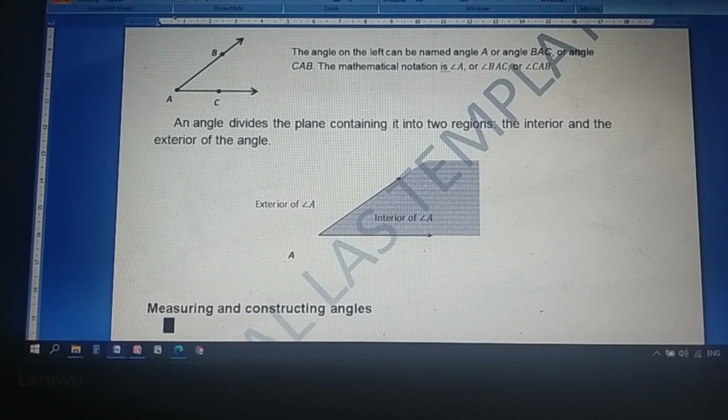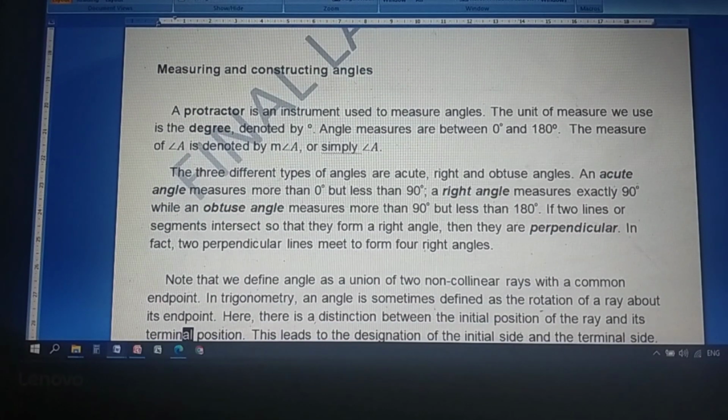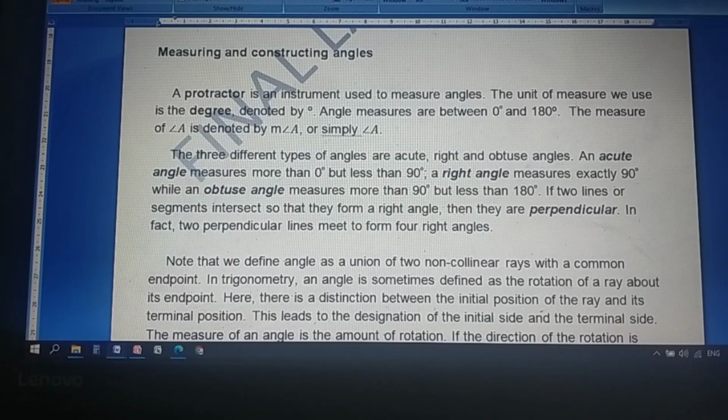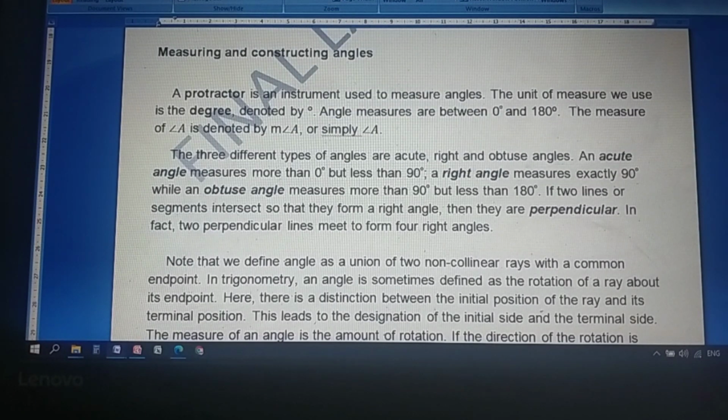Now let us proceed in measuring and constructing angles. An instrument used to measure an angle is called a protractor. The unit of measure we use is the degree, which is denoted by this symbol. An angle measures between 0 degrees and 180 degrees. The measure of angle A is denoted by a lowercase letter m, or simply angle A.